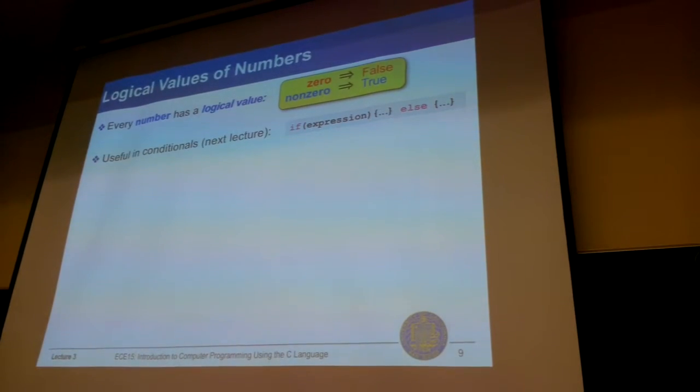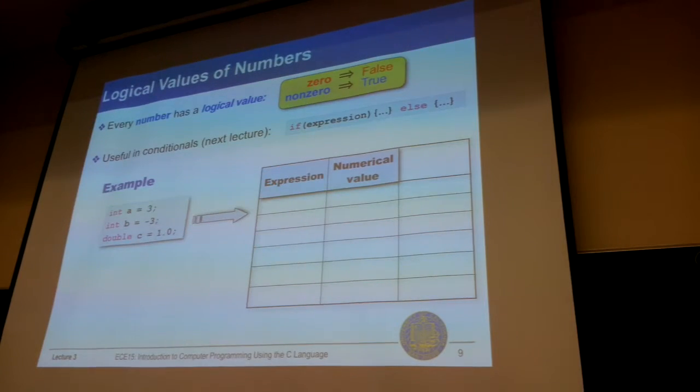And this ends up being very useful in conditional statements, such as if statements, which we'll talk about a little bit at the end of this lecture, but we'll really get into next week. So let's see an example of this. Here we've defined a number of numeric variables, and we want to know what the expressions would evaluate to as logical values. So if we have a variable a, obviously it gets interpreted as 3, because we've set it to 3.